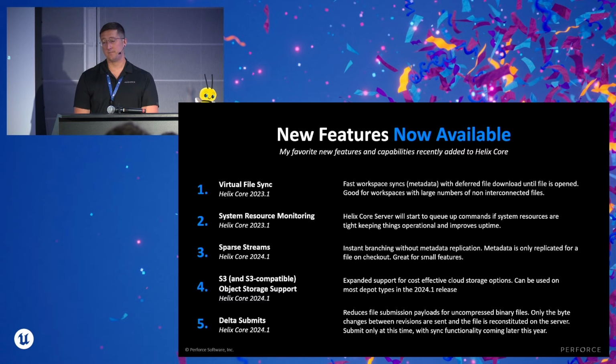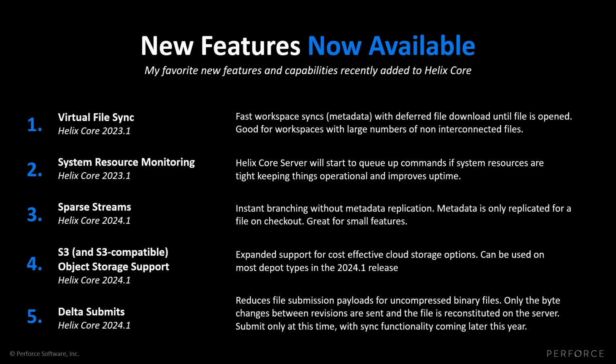And then the last one is the first half of a feature, is how I kind of refer to it, and it's Delta submits. And so what that is for uncompressed binary files, after you do an initial upload, it will create a map of that binary file. And when you make changes, if I make a small change, instead of uploading that entire file, it's going to only upload the portions of the binary code that has changed and then reconstitute the file on the server. So it should make your submits a lot faster for large files when you have small changes.